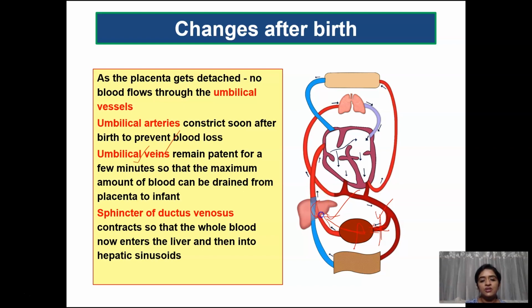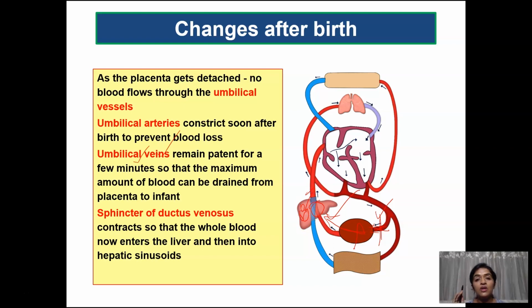Now about the ductus venosus, the sphincter in the ductus venosus contracts so that whole blood now enters into the liver, and then it will enter into the hepatic sinusoids, and through the hepatic vein it will enter into inferior vena cava.